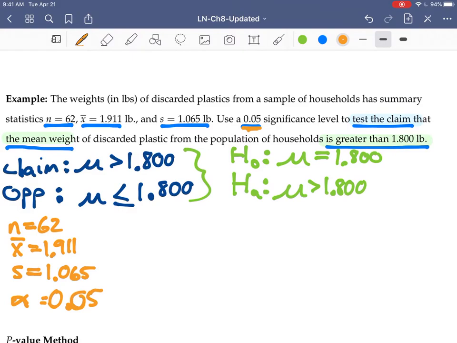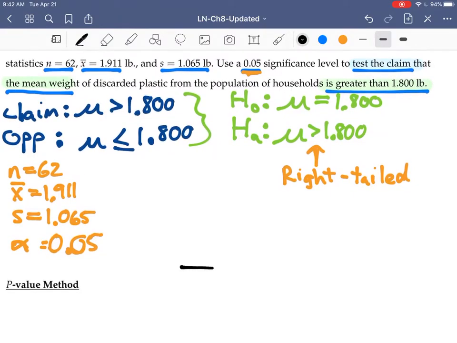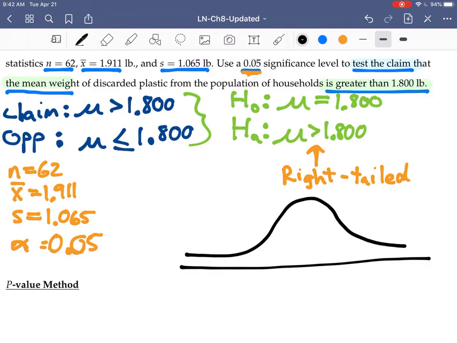Other things I would maybe make note of here is that for our alternative hypothesis, it is a greater than sign. So this is a right-tailed test. It's a one-tailed test because that's a greater than sign. And specifically, it's a right-tailed test. And so what we're imagining here is something that is normal distribution-ish. Now, in fact, it's going to be a t-distribution that we're thinking about.